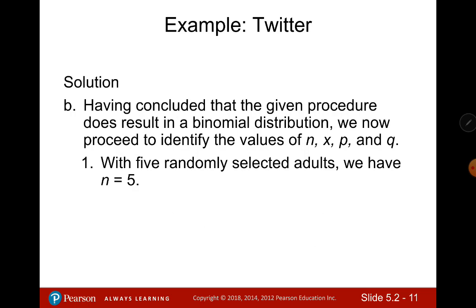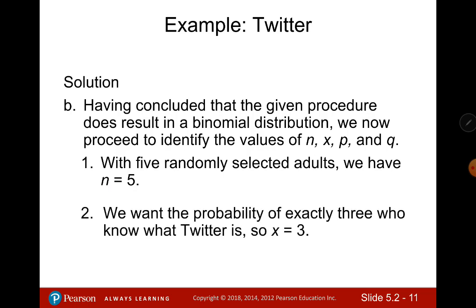If this is a binomial distribution, then we can figure out all of the values we need. Just like I said, we already know n is a fixed number: we select 5 adults in total, so n is 5. How about x? We want to know the probability of exactly 3. Exactly 3 is just a single value, so x is equal to 3.